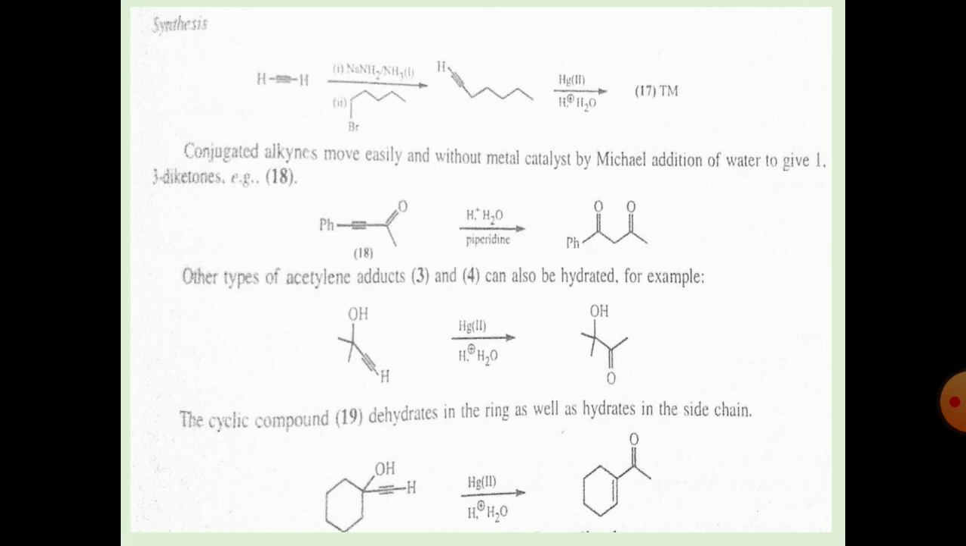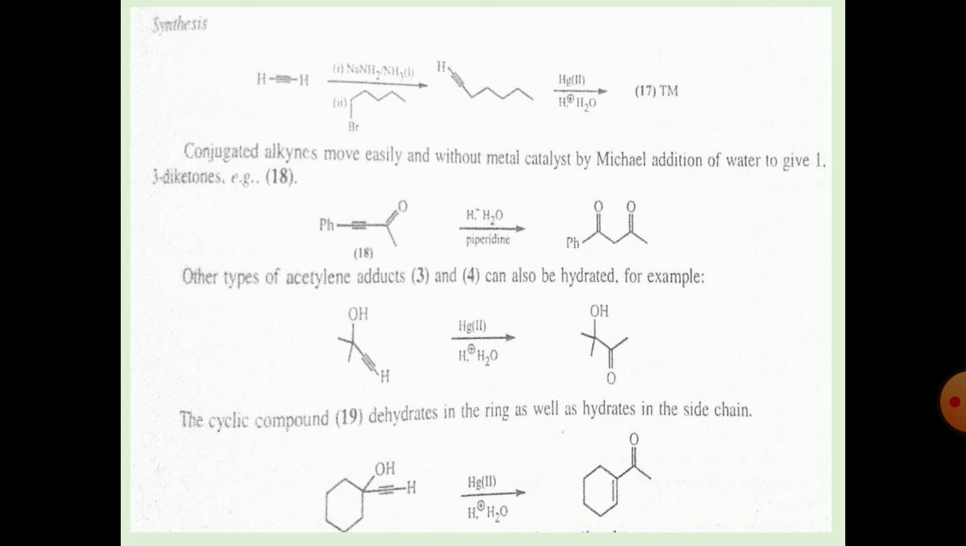So firstly, the conjugated alkyne adds water easily without metal catalyst, the Michael addition of water, to give the 1,3 diketone, Ph C triple bond C ketone. There is H plus and H2O, with the formation of this diketone, and another type of acetylene adduct, 3 and 4, can also be hydrated.